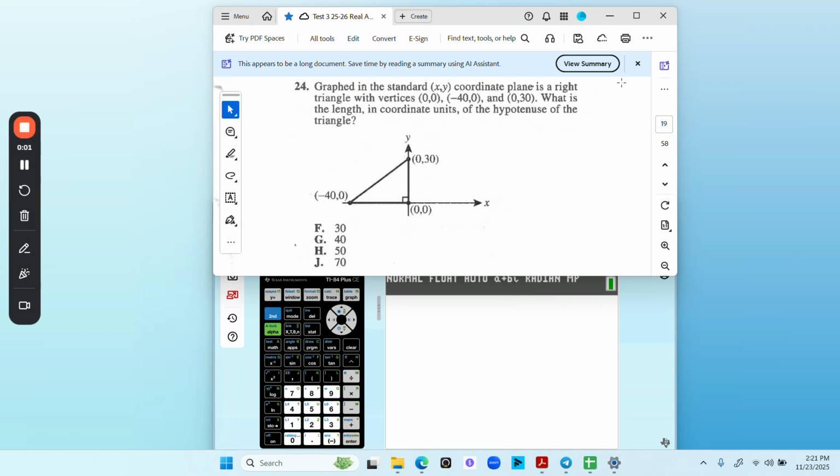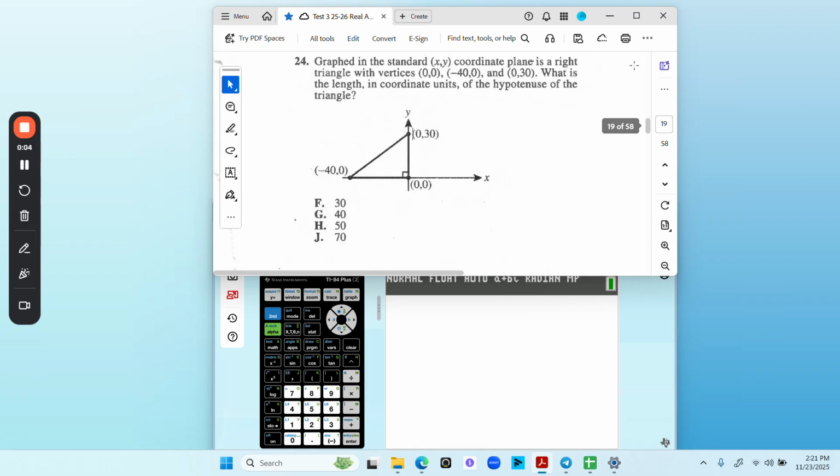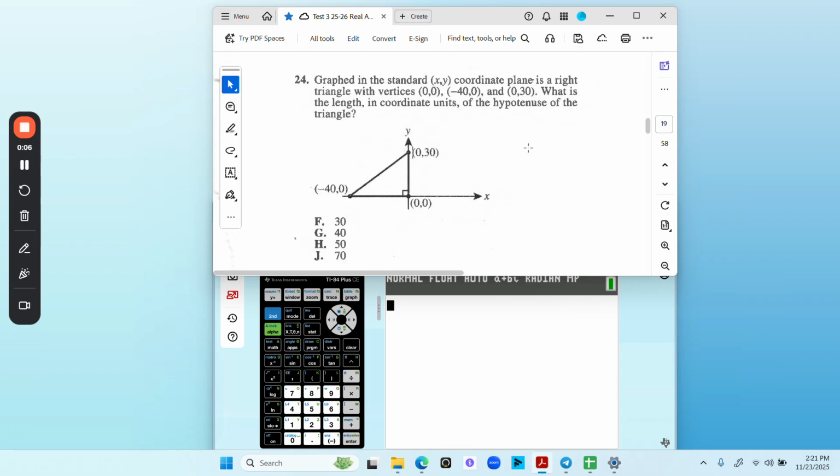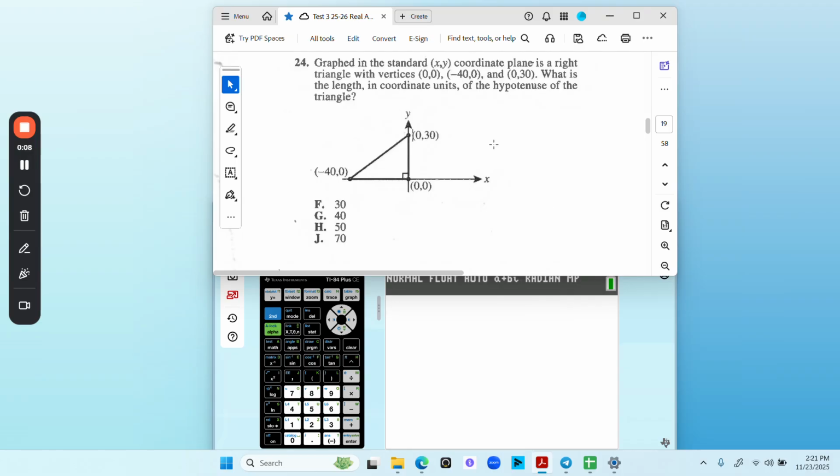Here's how to solve this ACT problem faster by using your TI-84. I'm Tina from my tutor. Let's jump in.